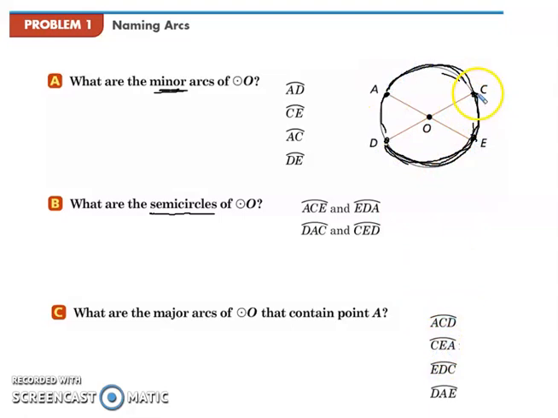CEA is C to E to A. That goes around the bottom. That's more than halfway. EDC, E to D to C. That's the long way around this way. And DAE, starting at D, ending at E, but going through A to get there. And I could have also called that one DCE instead of DAE. That's the same location. Those are all major arcs.